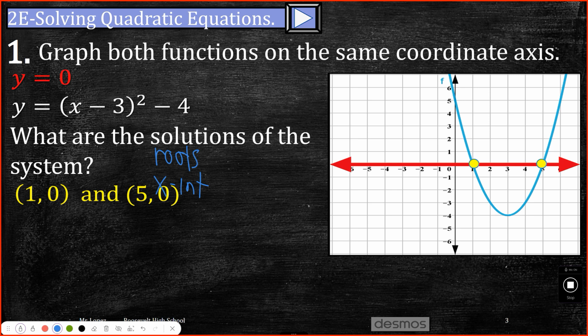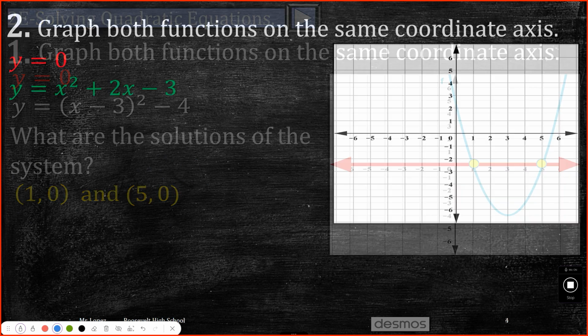If you want to put it as an ordered pair, you can say this is a point on the graph, which is 1, 0, and this is a point on the graph, which is 5, 0, where x is 5, y is 0. So this is the visual representation of what it is to solve.